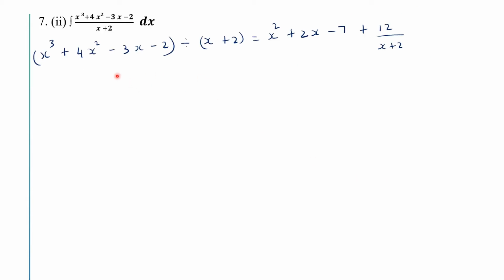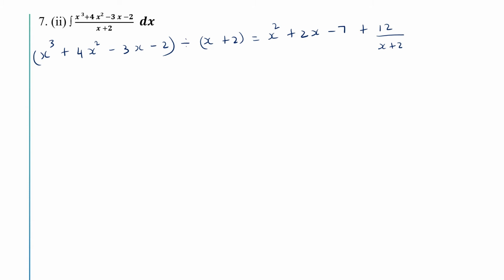So when we perform long division and divide this polynomial x cube plus 4x square minus 3x minus 2 by x plus 2, we get x square plus 2x minus 7 as the quotient and 12 as the remainder. So we can write this as x square plus 2x minus 7 plus 12 divided by x plus 2. Now we will see how we can use synthetic division to find the quotient and the remainder very easily.